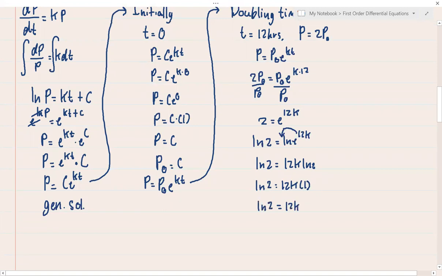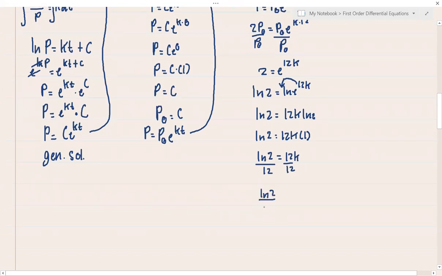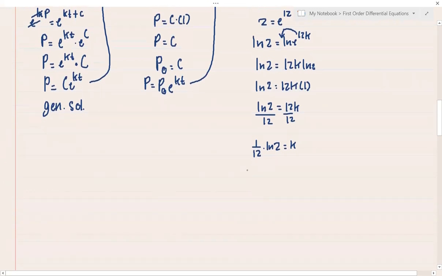Now, let's get your k. We will divide both sides by 12. So your k is equal to ln of 2 all over 12. Or instead of ln 2 all over 12, we will have 1 all over 12 times ln of 2 is equal to k. So, if that's the case, we will have P is equal to initial P times e raised to 1 all over 12 times ln of 2 times t.